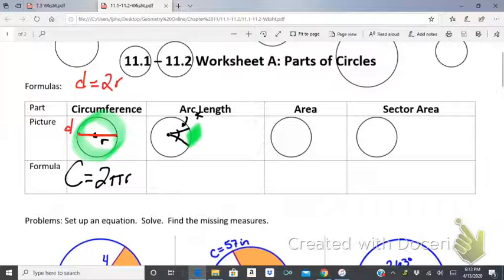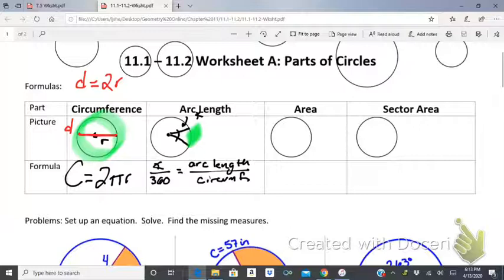Okay? And the way that we're going to deal with this is we are going to put whatever the angle is over 360, because there's 360 degrees in a circle, and that's going to equal whatever the arc length is, which we're probably not going to know. So it's going to be the arc length over the entire circumference. That's why we just found that circumference formula a second ago.